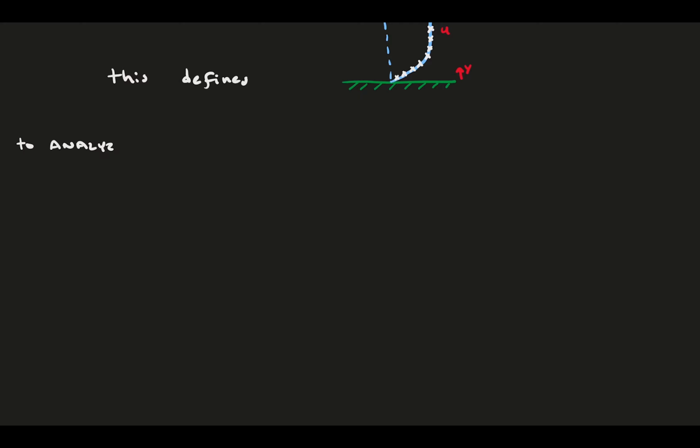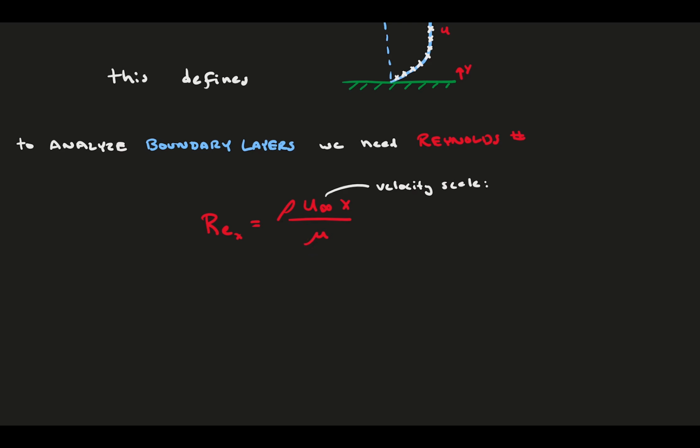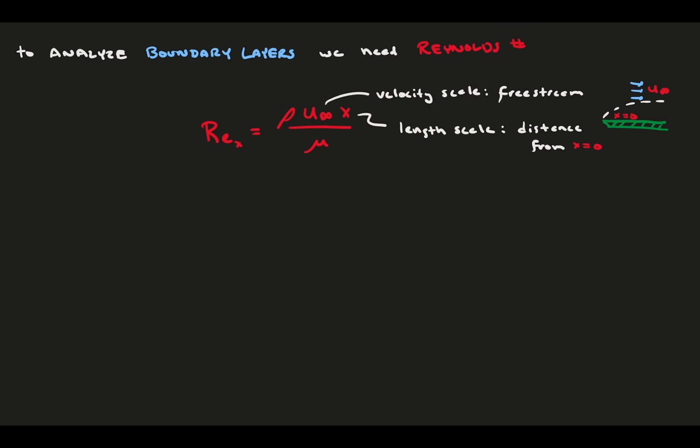These equations, and a ton of analysis in boundary layers, require the Reynolds number. For boundary layers, the Reynolds number is the product of density, the free stream velocity, which acts as our velocity scale, and the x location of interest, which is sometimes our length scale, all divided by the viscosity. The Reynolds number tells us when flows transition to turbulence. For smooth flat plate flows, this is estimated to be around 500,000.